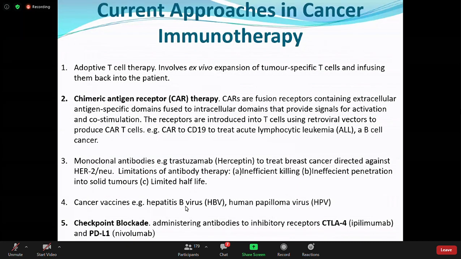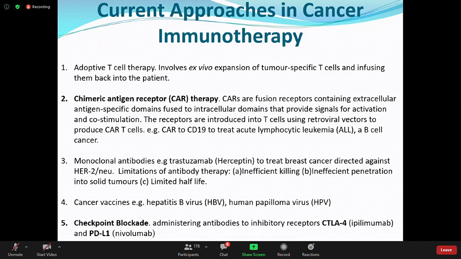So now let's talk about the new advances and developments and success stories in immunotherapy. There are two major successes. The one is through the development of what is called a chimeric antigen receptor, or CAR.